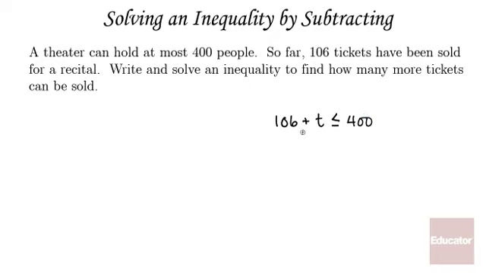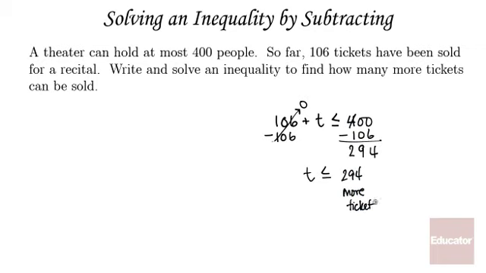So the left side is the side with the variable, and we're going to subtract 106, take out the 106 tickets that have already been sold. That cancels to 0. We've isolated the tickets. 10 minus 6 is 4. We borrowed, so 9 minus 0 is 9, and 3 minus 1 is 2. So 294 more tickets can be sold before the theater is sold out.